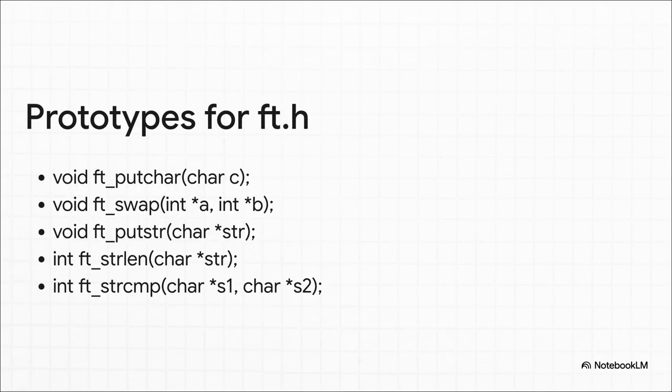Now, for this first exercise, you don't actually need to write the C code that makes these functions work. All you have to do is write these 5 exact function declarations into your file. You're literally just setting up the menu here: putchar, swap, putstr, string length, and string compare. And really, that's the whole shebang.